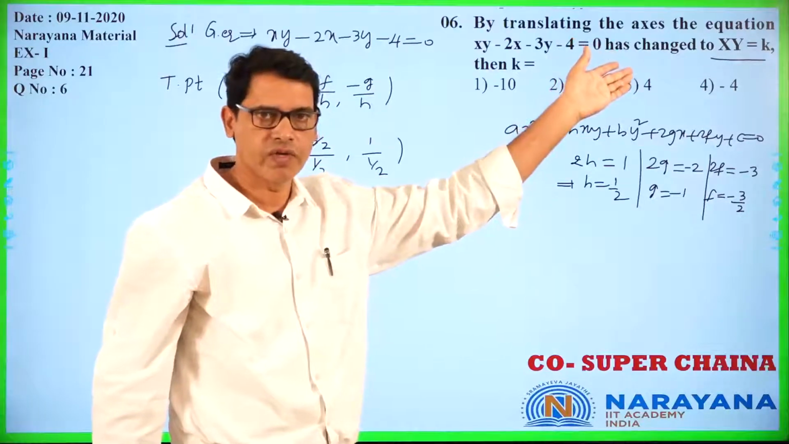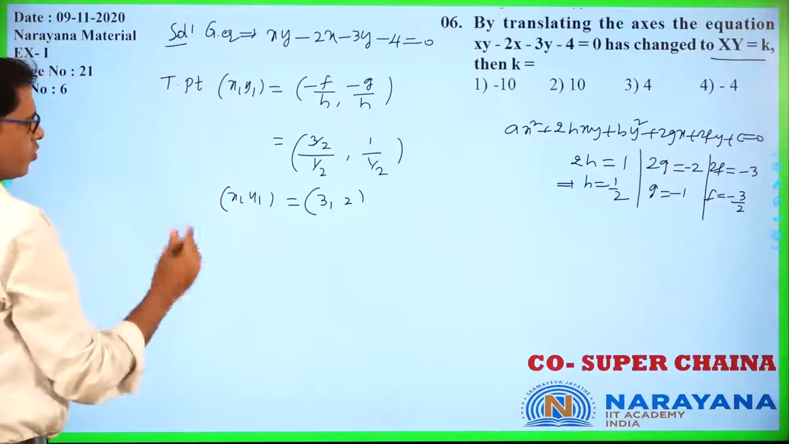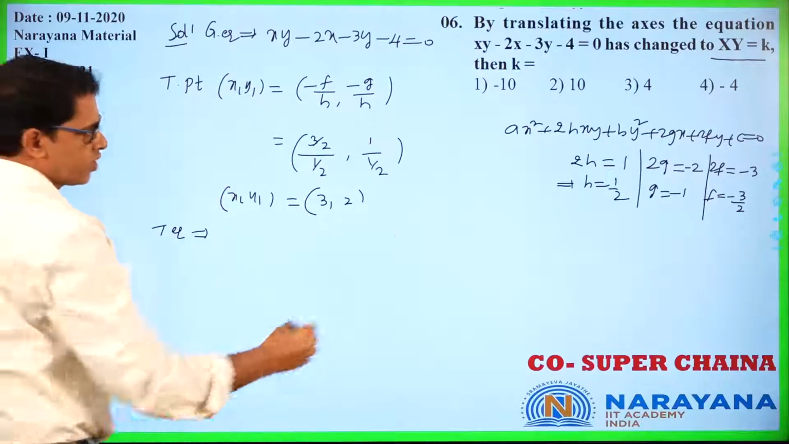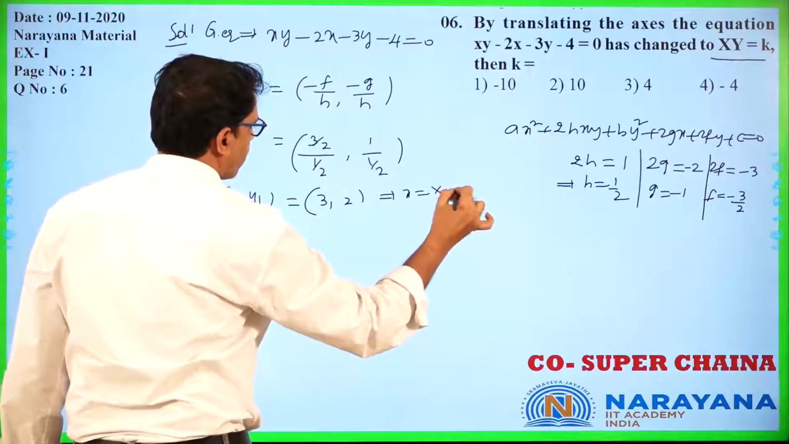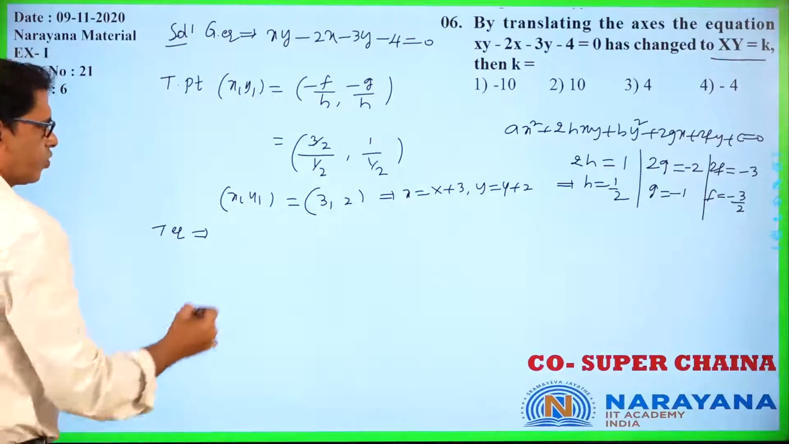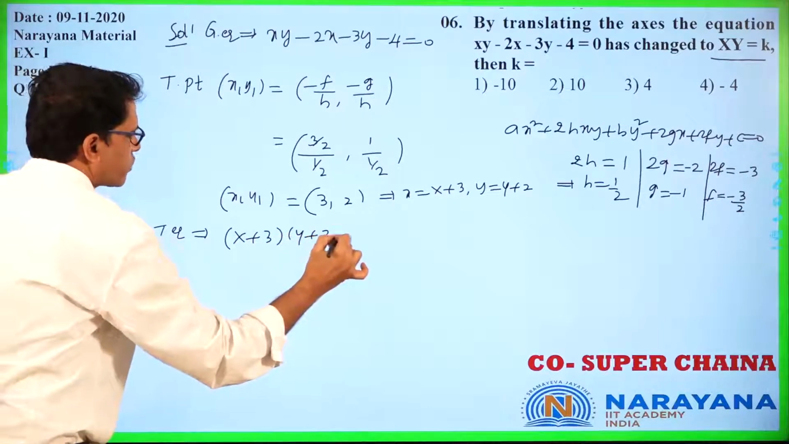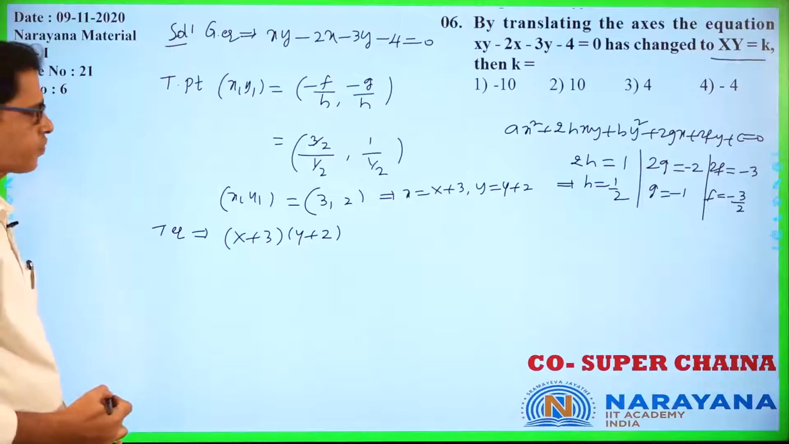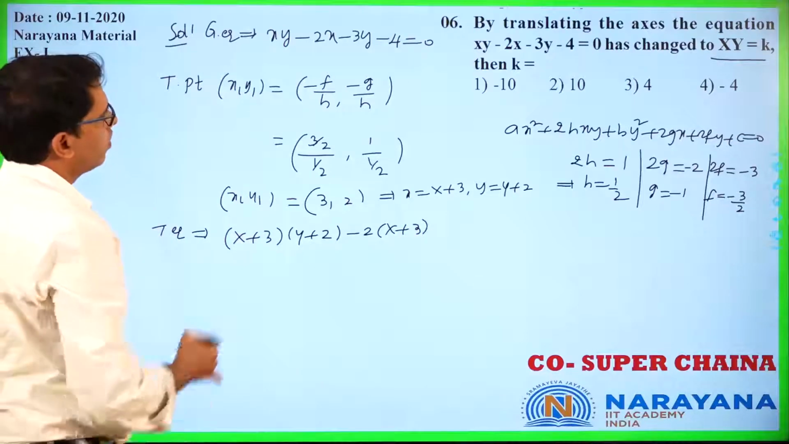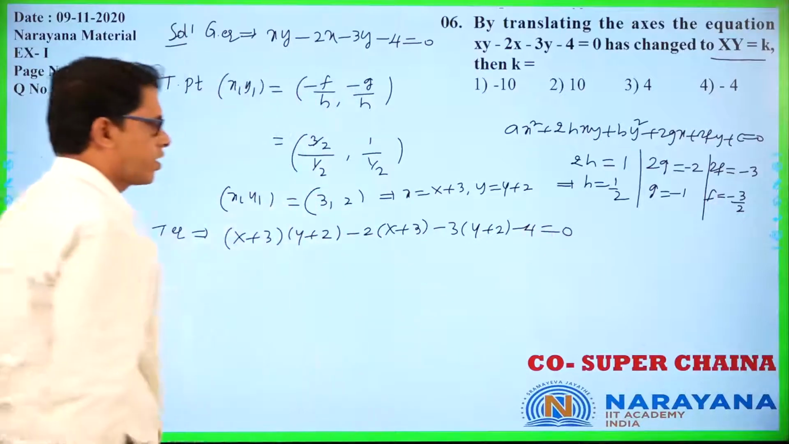So let us find the transformed equation. In the place of x we write X plus h, so small x equals capital X plus 3, and small y equals capital Y plus 2. Then the equation becomes XY plus 2X plus 3Y plus 6, minus 2 into X plus 3, minus 3 into Y plus 2, minus 4 equals 0. This is the transformed equation.